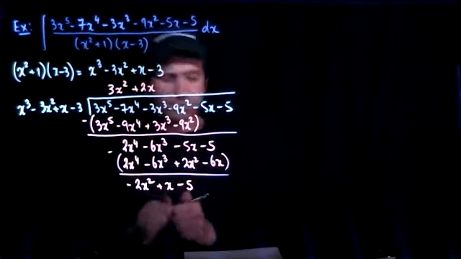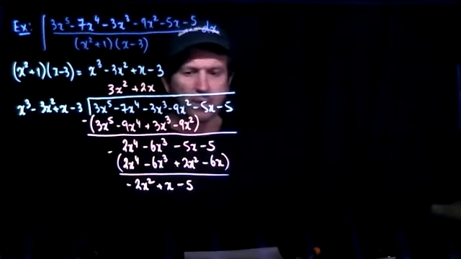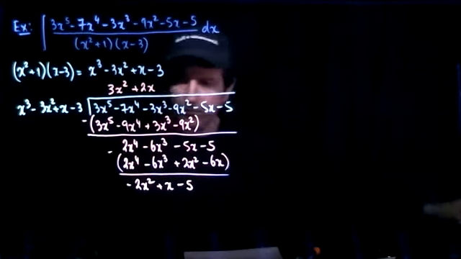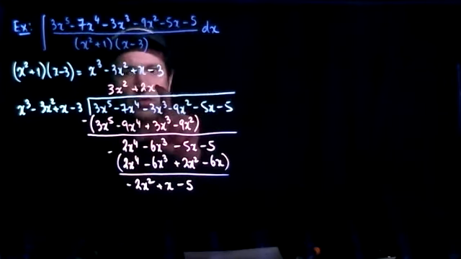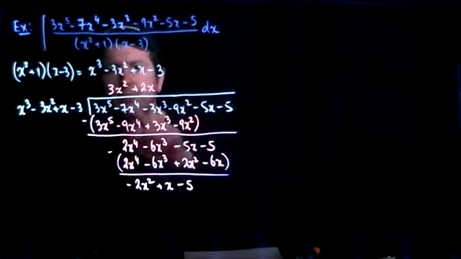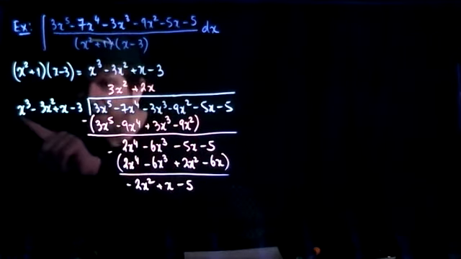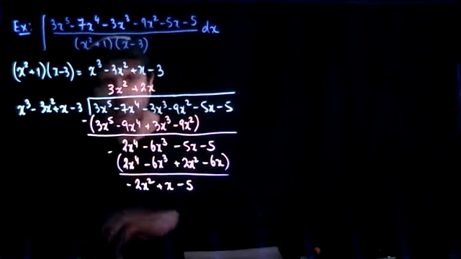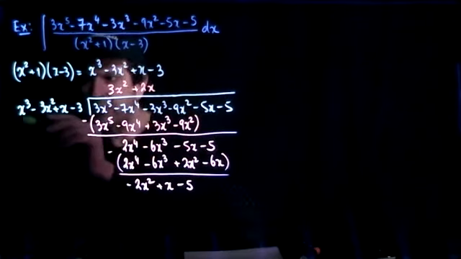Are there any questions until here? Please, can you explain how you got plus 2x on the top? 2x, yeah. Because I asked myself, what times x^3 will give me 2x^4? 2x times x^3 is 2x^4. Okay, thank you.